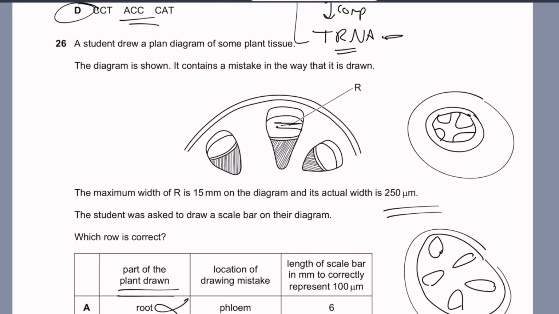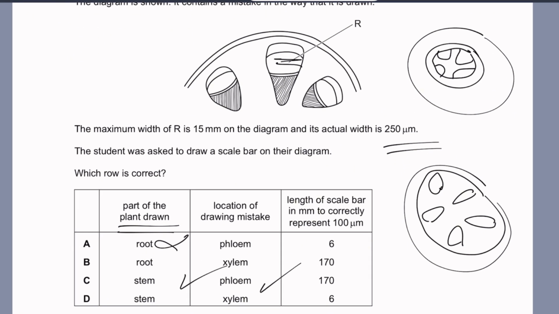The length of the scale bar in millimeters correctly represents 100 micrometers. So he's asked to draw a scale bar because his drawing is wrong. What we're going to do is draw the scale bar to make sure that this accurately represents the length that we want. Its image length is supposed to be 100 micrometers. The actual width here was 250, and he drew 15.